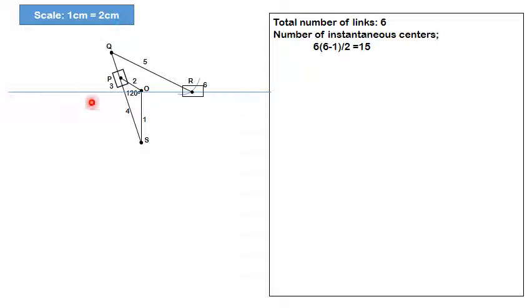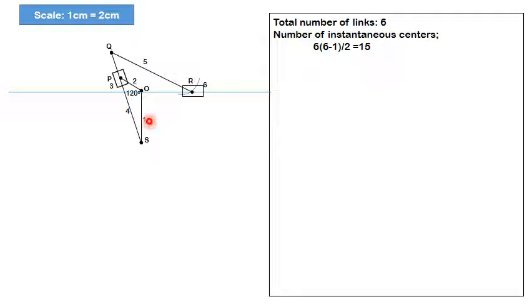Some of the instantaneous centers you can directly identify in this configuration diagram. For example, all the hinges are instantaneous centers. So there are 5 hinges here: 1, 2, 3, 4, 5. All these turning pairs are instantaneous centers.